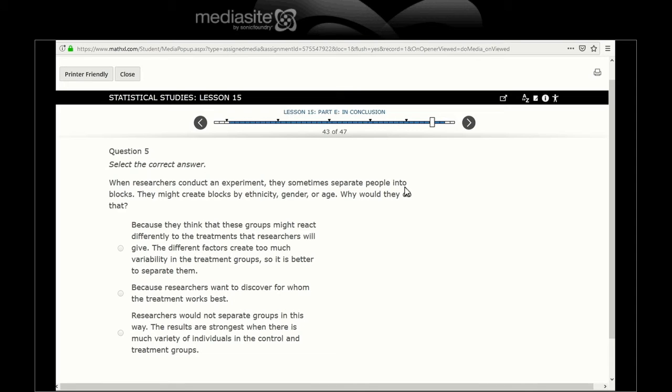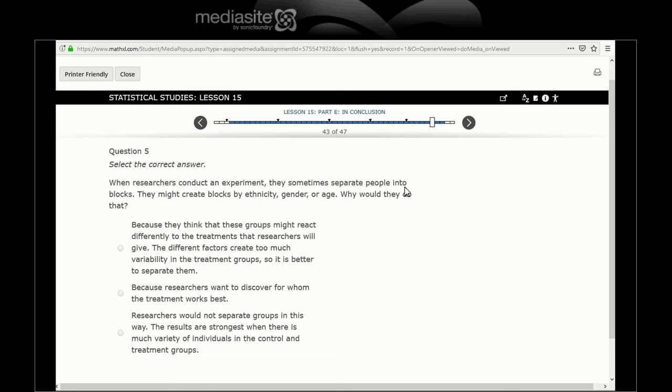When researchers conduct an experiment, they sometimes separate people in blocks. They might create blocks by ethnicity, gender, or age. Why would they do that? Because they think these groups might react differently to the treatment that researchers will give. Different factors create too much variability in treatment groups, so it's better to separate them, because researchers want to discover for whom the treatment works best, which is true.